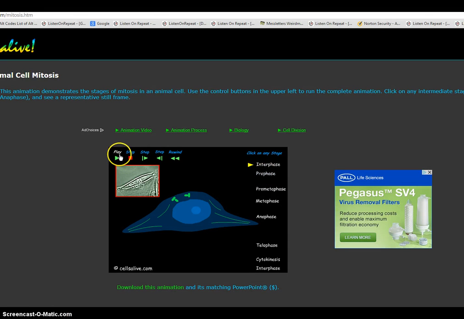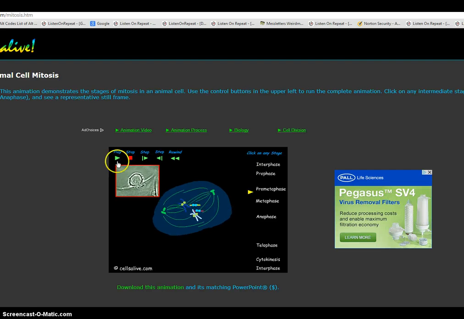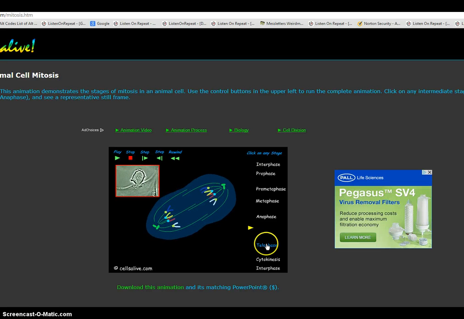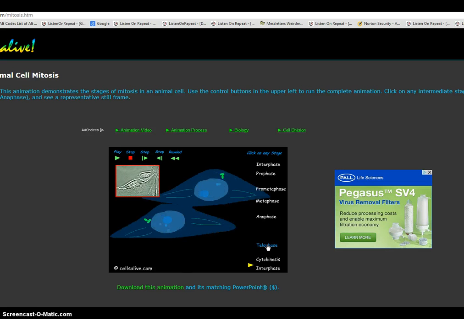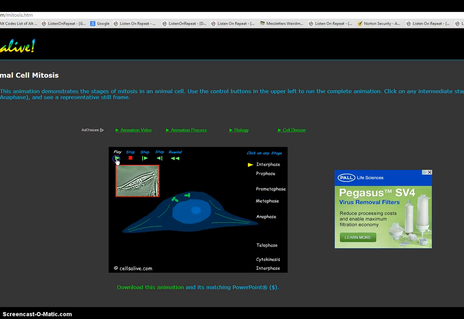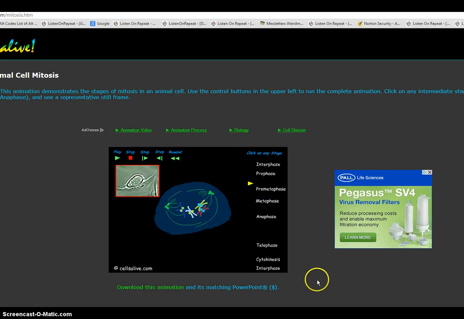Alright, and real quick, this is an animation of it. This is a real cell in the little picture, and a sketch of what's happening. And as you see, there's metaphase, anaphase, telophase, and 2 new cells. And I'll play it one more time if we have enough time before it ends.